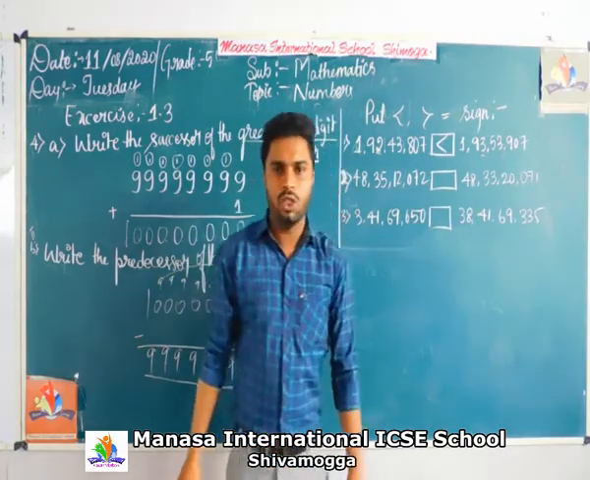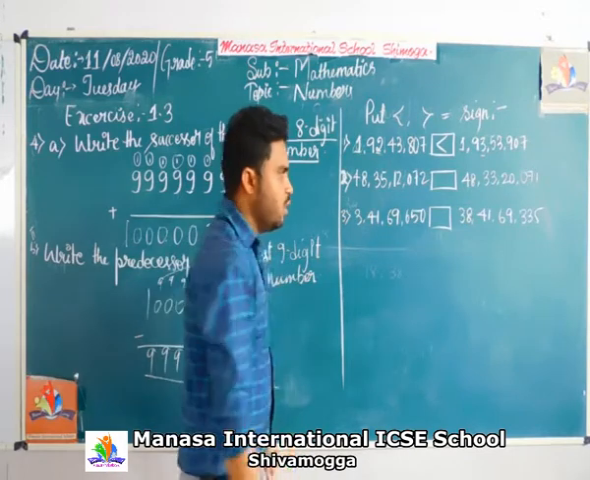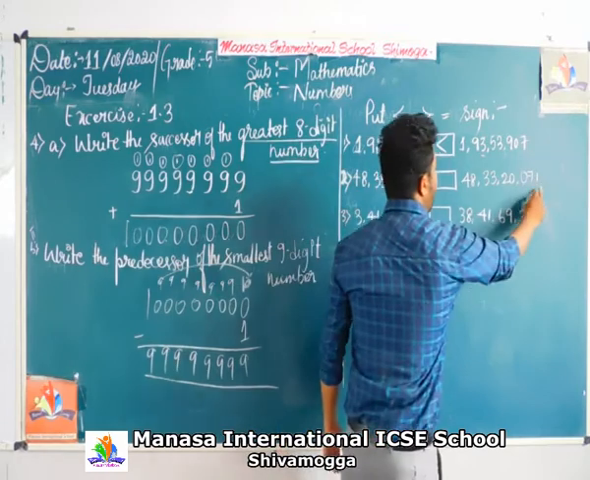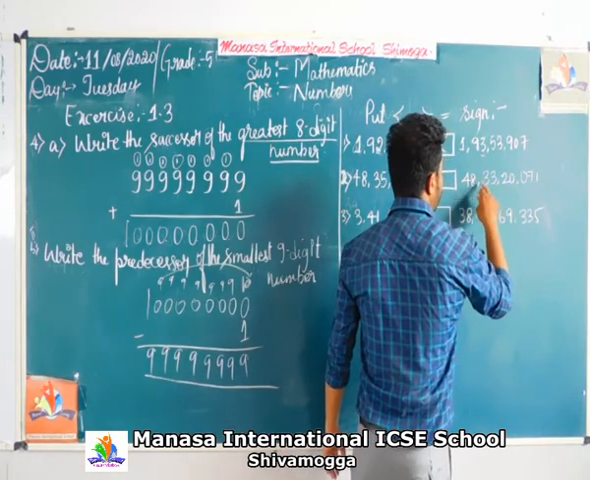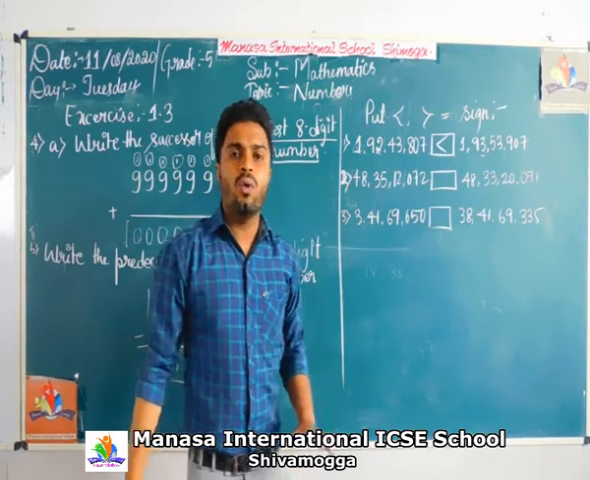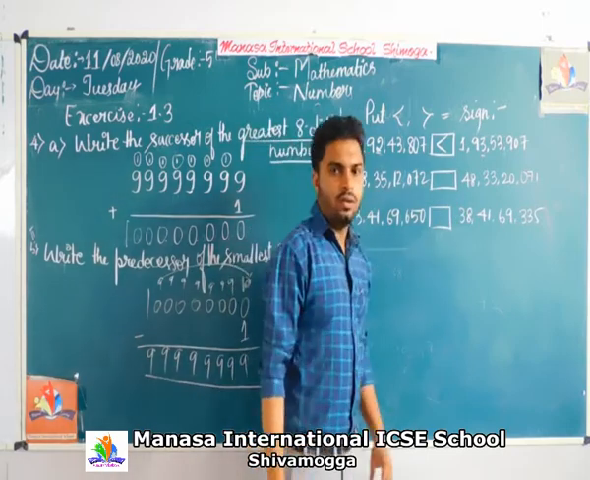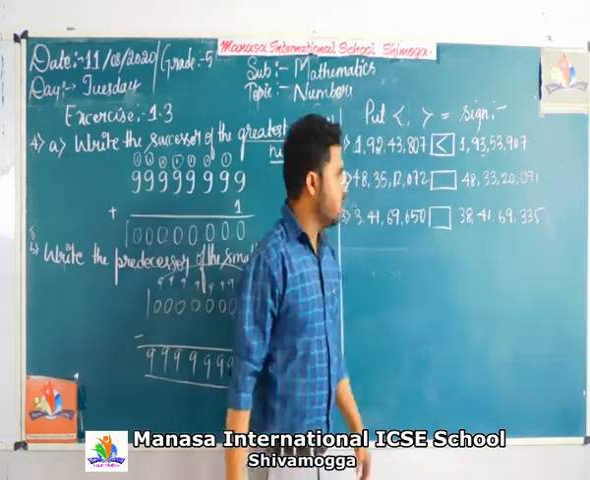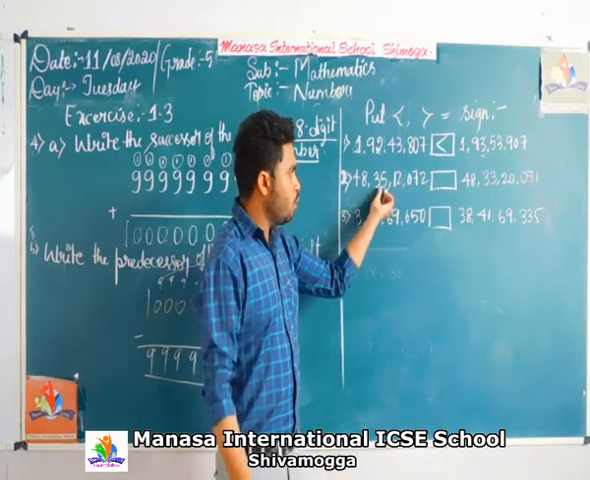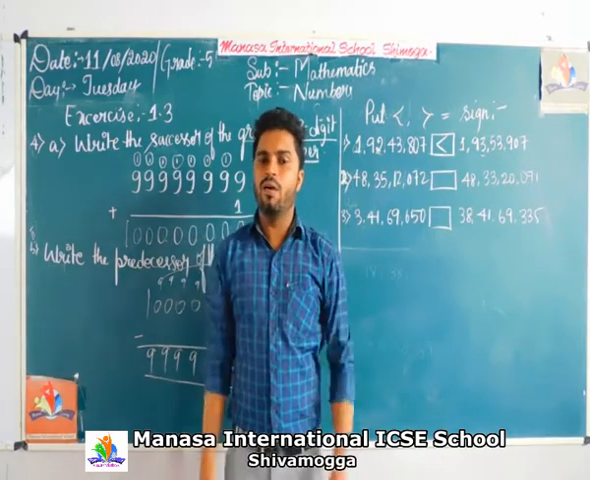Now second question. You are going to see the second question now. Again count the numbers. 1, 2, 3, 4, 5, 6, 7, 8, 9. Again 9 numbers. Again the numbers are same. Then you are going to see the first number from the left hand side. 4, 4. 8, 8. 3, 3. First three numbers are same. Then 5. Then 3. 5 is more when compared to 3.